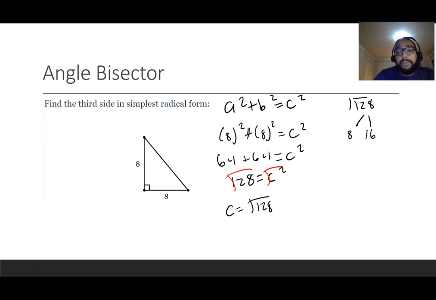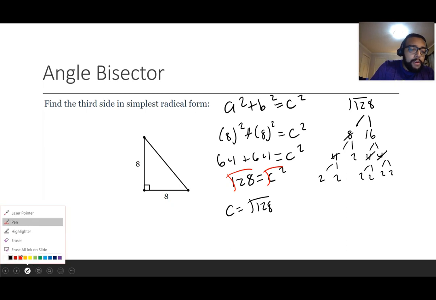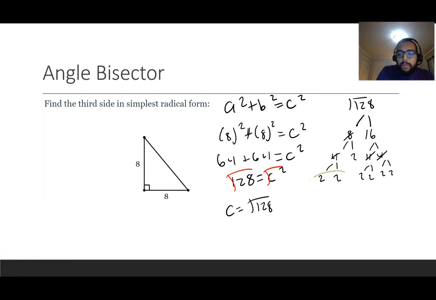From there, just break those two down. So 8 can be 4 and 2. 4 is 2 and 2. 16 is 4 and 4. And then that'll be some more pairs of 2s. Again, with this, we're looking for pairs. So we're going to circle all of our pairs. Got a pair of 2 right there. Another pair of 2. And another pair of 2. And I'm going to box up everything that remains.